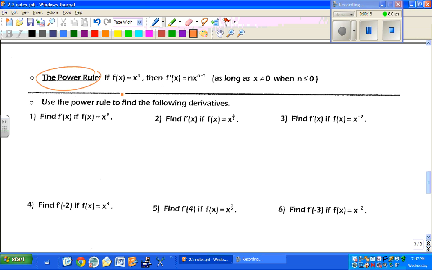I know you're whining, Mr. Mitchell, why did you make us do it in the first place? Just show us the shortcut. But you know what? Now you're going to appreciate it a little bit more and understand the meaning behind the derivative and where it comes from.